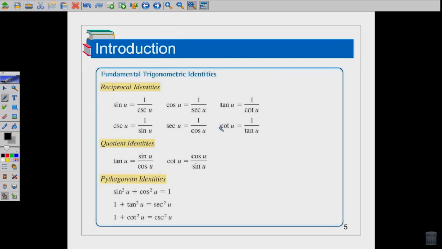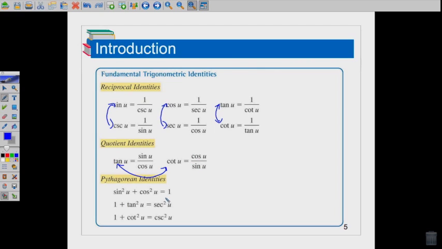Let's take a look and recap the fundamental identities, the things that we've seen before. First, the reciprocal identities: sine is the same thing as 1 over cosecant, and cosecant is the same thing as 1 over sine. They are reciprocals. Cosine and secant are related with that same reciprocity, and tangent and cotangent are related in the same way. The second category is the quotient identities: tangent is sine over cosine, and cotangent, its reciprocal, is cosine over sine.